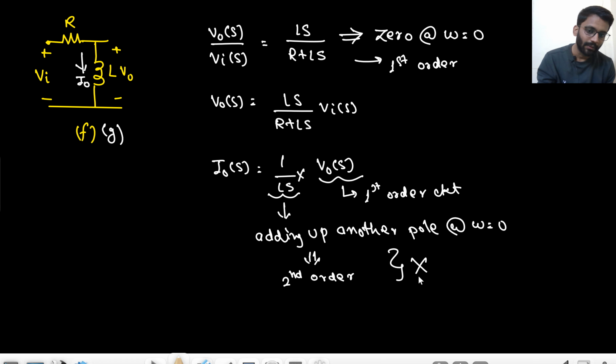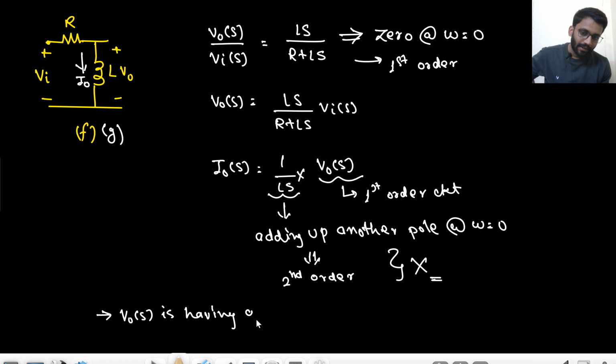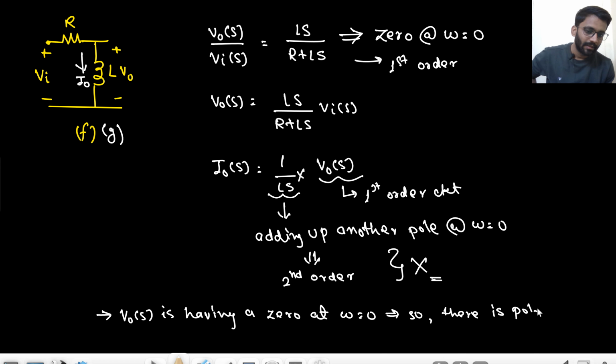but this is wrong. Why is it wrong? Because this V naught S is also having a zero at omega equals to zero. So there is pole zero cancellation. Are you getting my point?